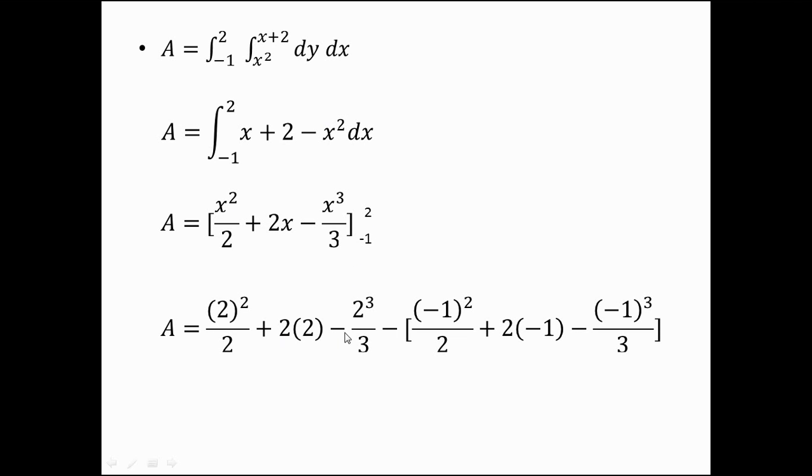we will get 2 squared over 2 plus 2 times 2 minus 2 cubed over 3 minus 1 squared over 2 plus 2 times minus 1 minus 1 cubed over 3. And if we evaluate everything, we will get the area equal to 9 over 2.